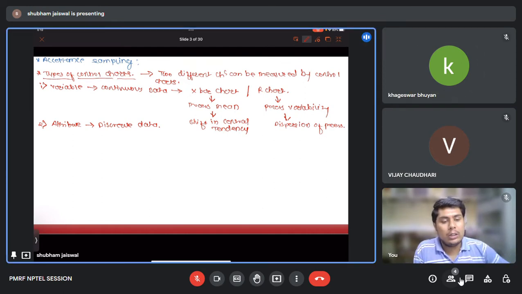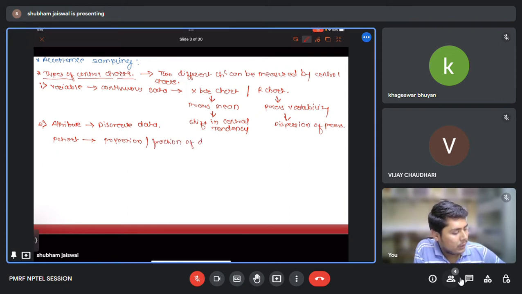So in attributes, we use different charts like the P chart. We use the P chart to represent the proportion or fraction of defectives. The second chart is the C chart. In the C chart, what we talk about is the number of defects for a fixed sample size.